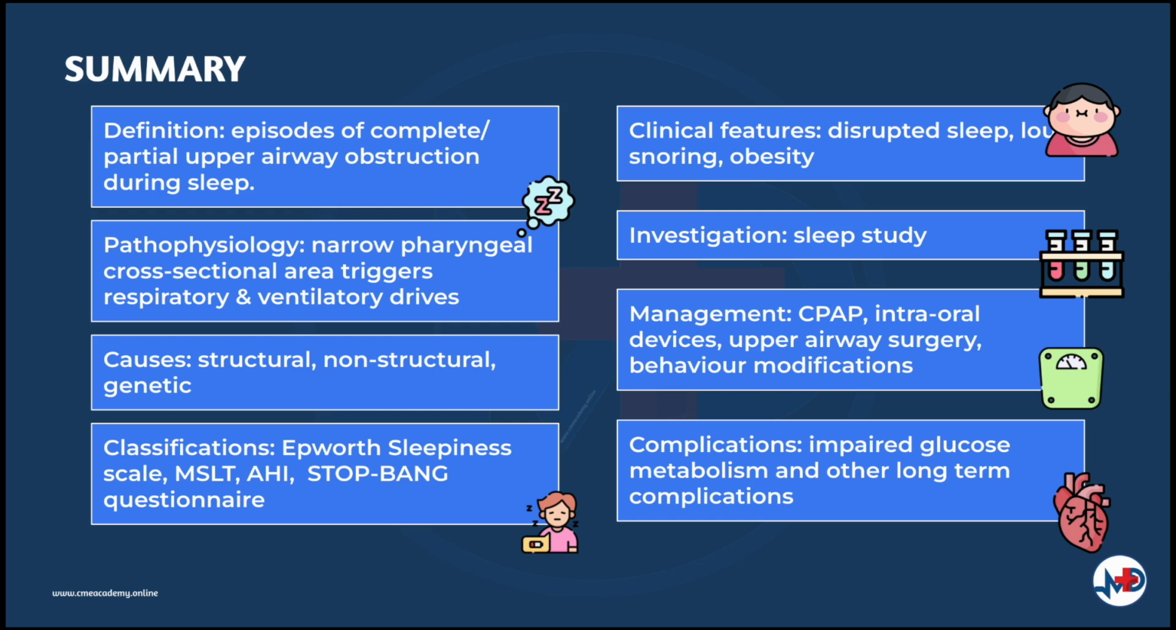The severity can be assessed with sleep studies alongside other parameters such as serum bicarbonate, thyrotropin, arterial blood gas, a lung function test, and ECG. Imaging modalities may also aid in providing a complete picture. Management of OSA includes continuous positive airway pressure therapy, intraoral devices, upper airway surgery, and behavioral modifications. Complications are impaired glucose metabolism, cardiovascular sequelae, motor vehicle accidents, depression, cognitive dysfunction, mortality, metabolic syndrome, and sexual dysfunction.